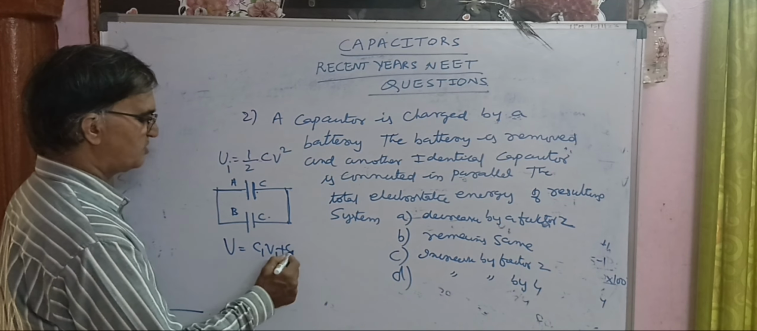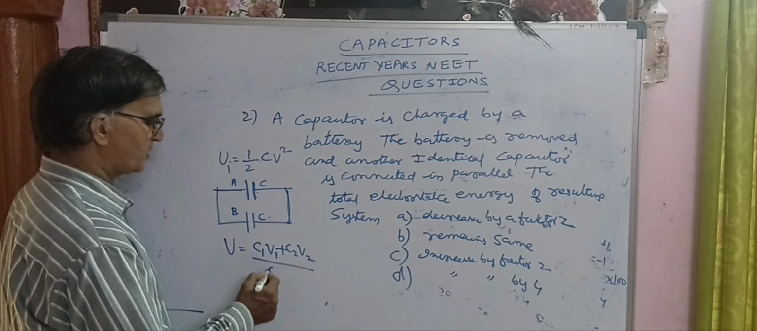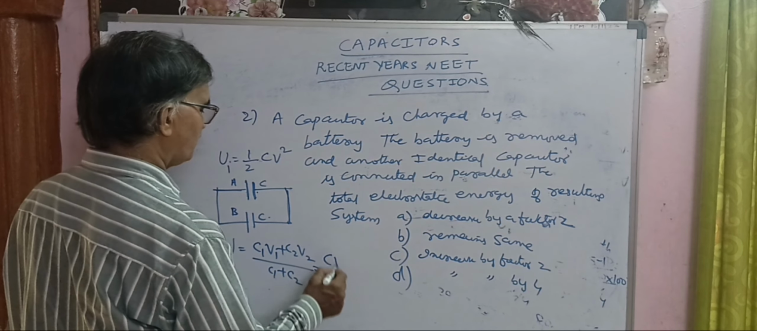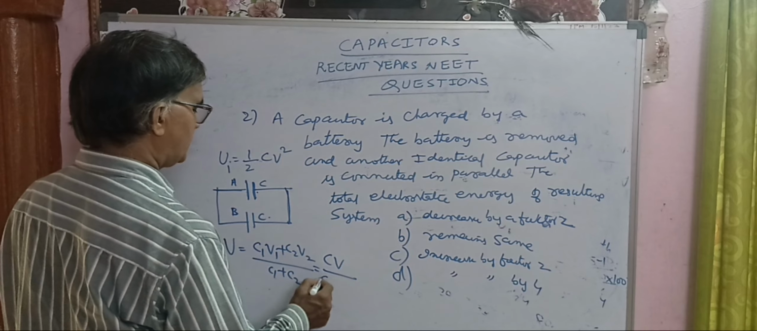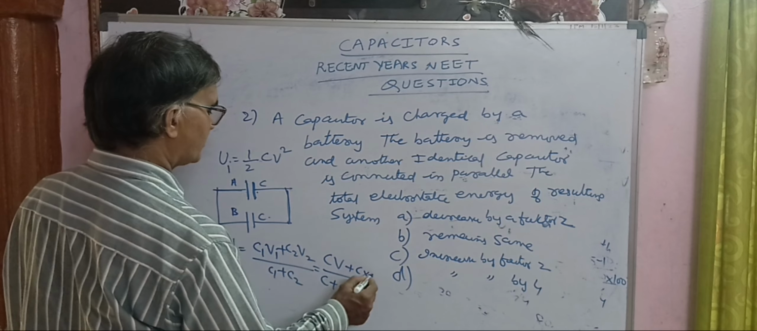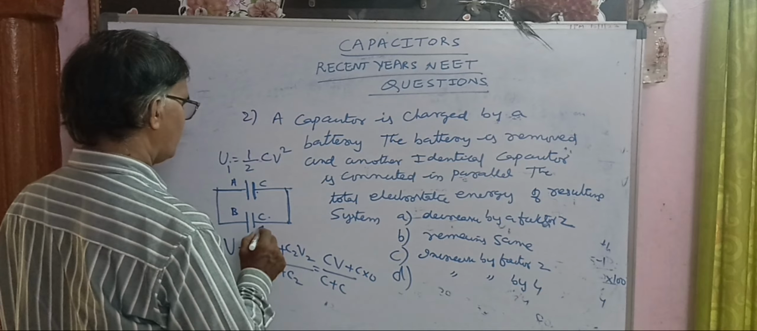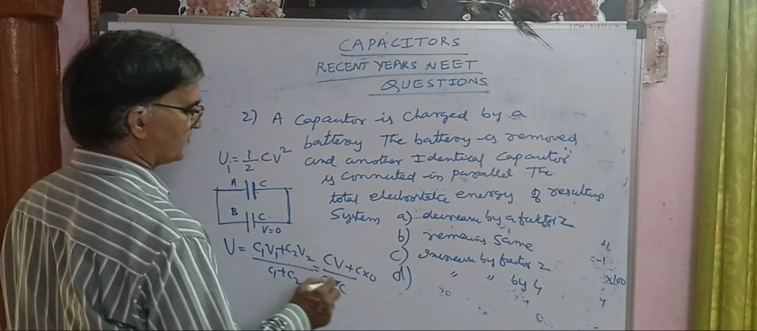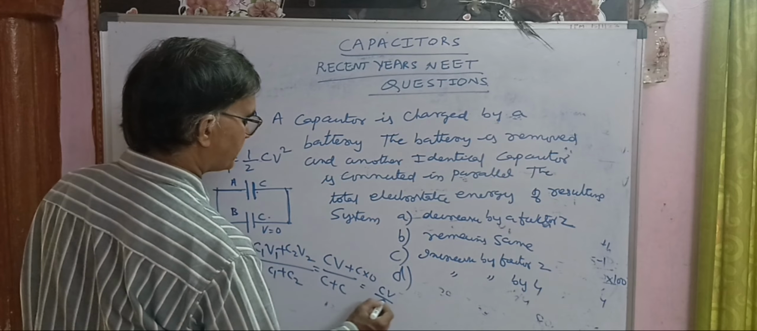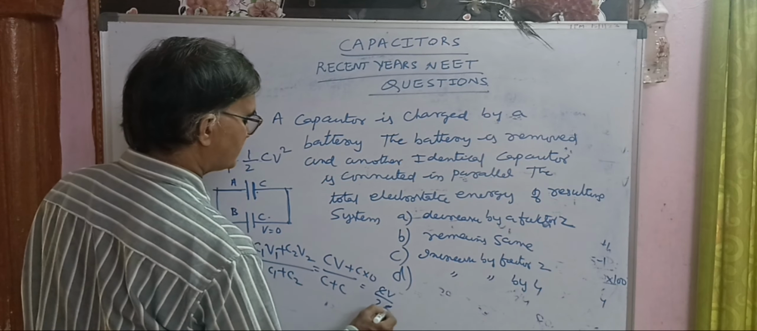So you should take the common potential formula: C1 V1 plus C2 V2 by C1 plus C2. Here we take C into V, and C and C are both the same. The other capacitor is uncharged, so its V is 0. Now you get CV by 2C, that is V by 2.